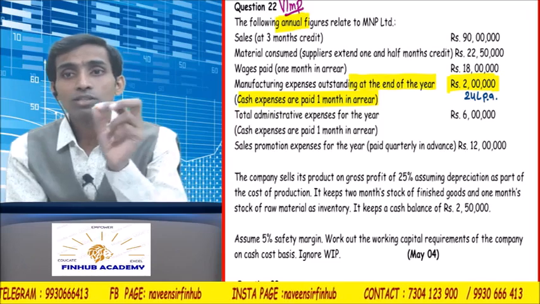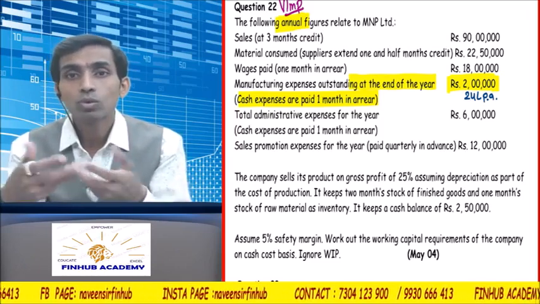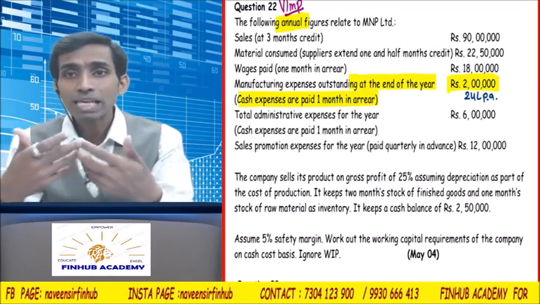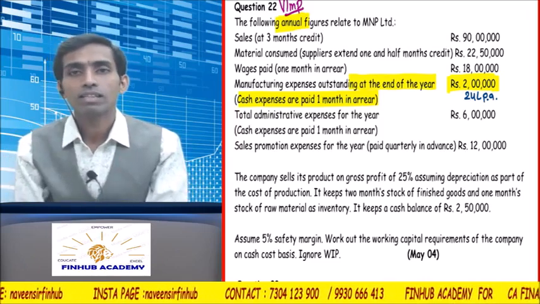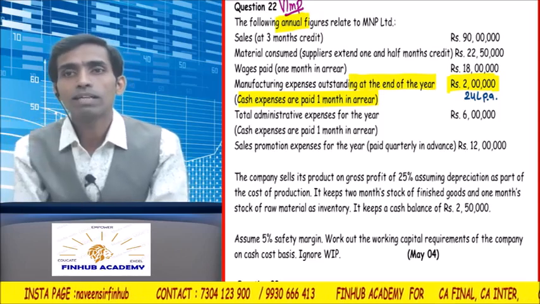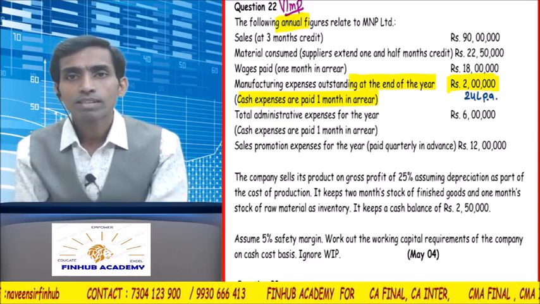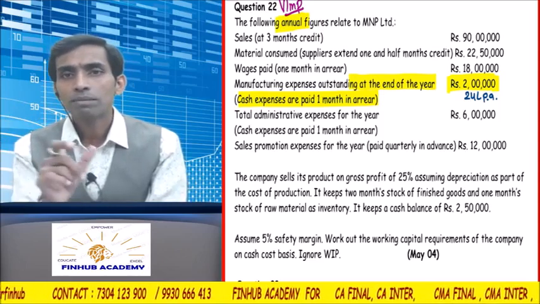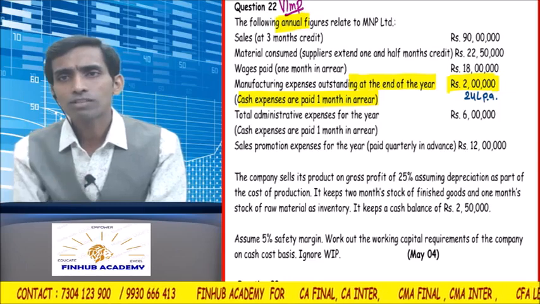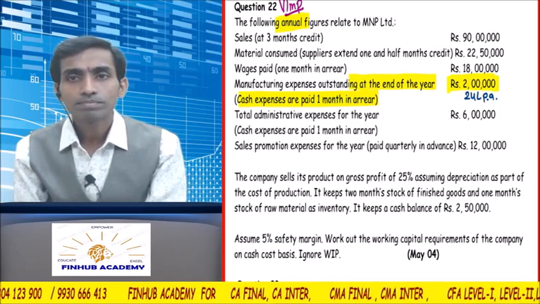Manufacturing expense outstanding at the end of the year is 2 lakhs. How long do we keep it outstanding? 1 month. That means this 2 lakhs is for 1 month, so for the annum, how much is it? Cross multiplication: for 1 month, 2 lakhs; for 12 months, 24 lakhs. Is it clear now?